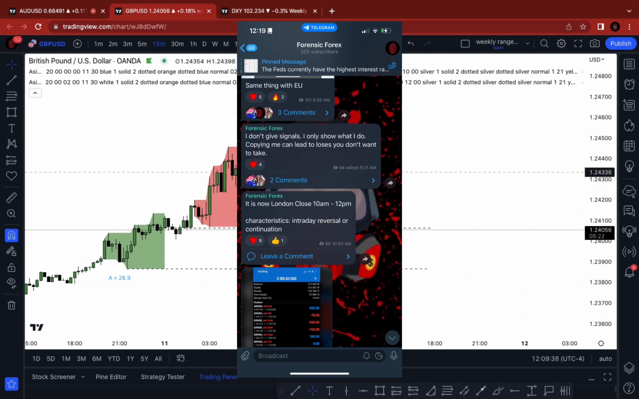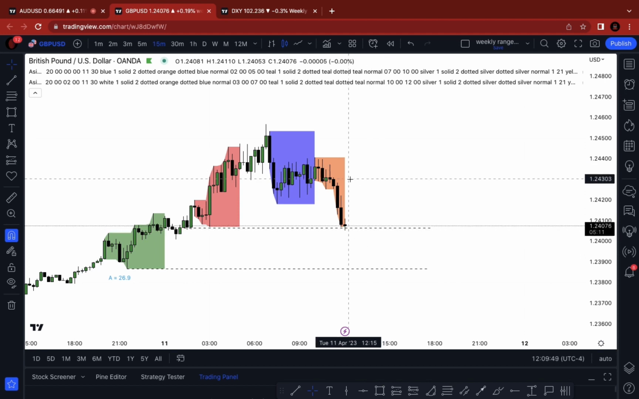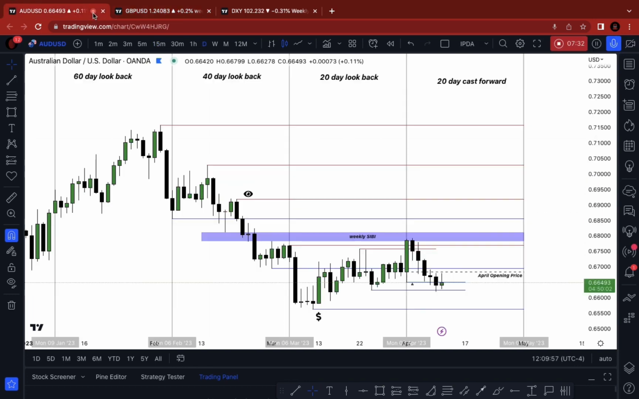Hopefully this answers that person's comment in the last intraday daily updates about showing some intraday setups. That's how I do it. Every day, nothing changes. The ideology stays the same. Premium discount. What's my range? What's my daily draw? What's my weekly draw? And IPTA. Hopefully this was insightful. Peace.